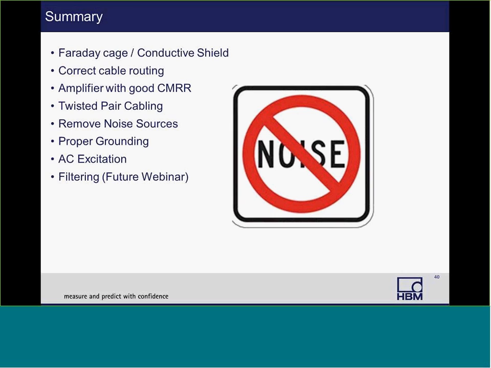Make sure you have proper grounding. If you don't want to have any different ground potentials, you want to have solid contact, as a loose contact will actually introduce noise. If you can, use AC excitation. I showed how using AC excitation eliminated that magnetic noise. And then, of course, it's not always possible to eliminate all noise, so you can also post-process the measurement. And that'll be covered more in a future webinar.